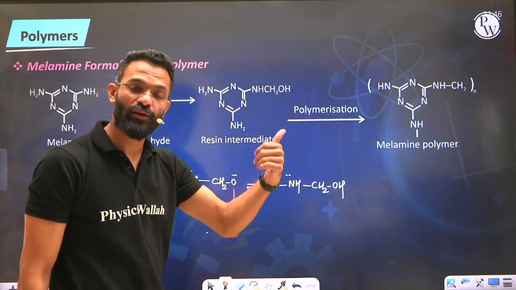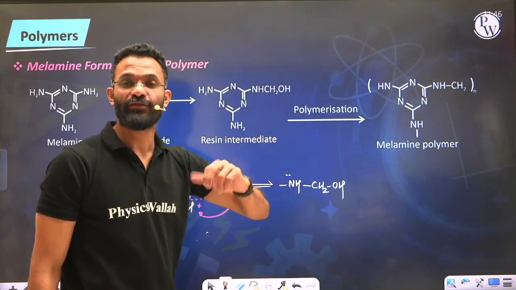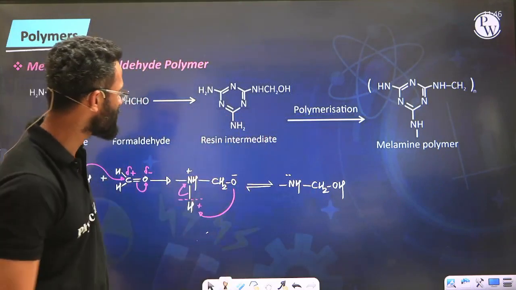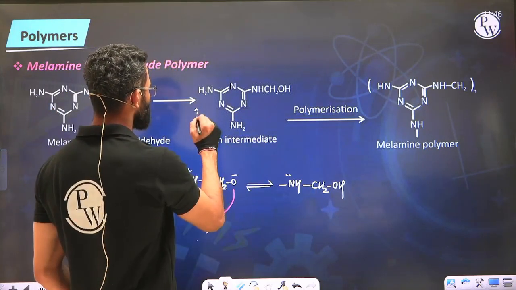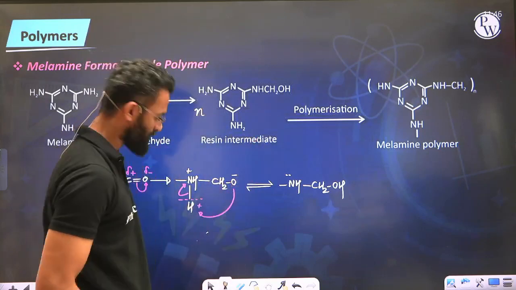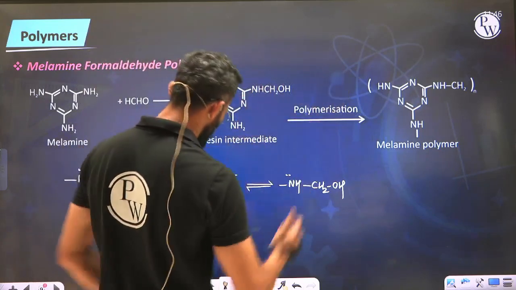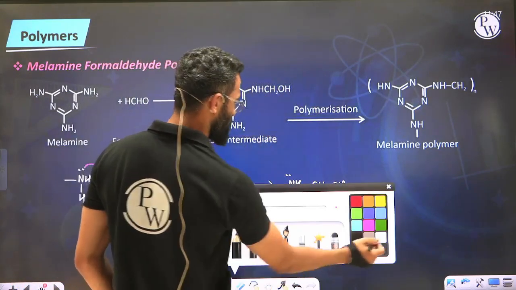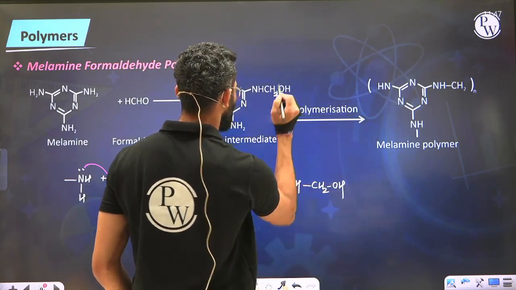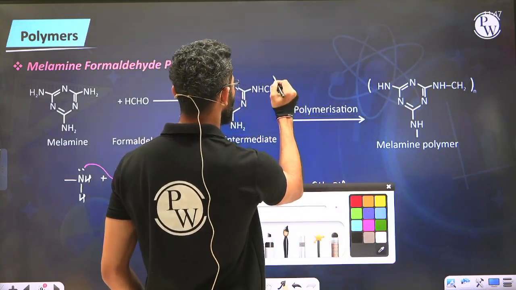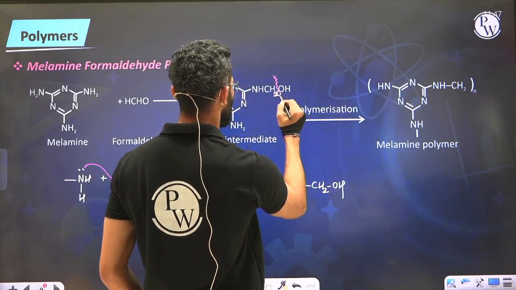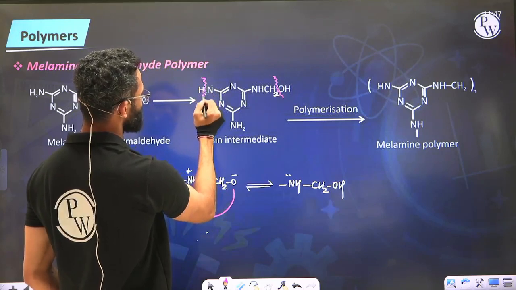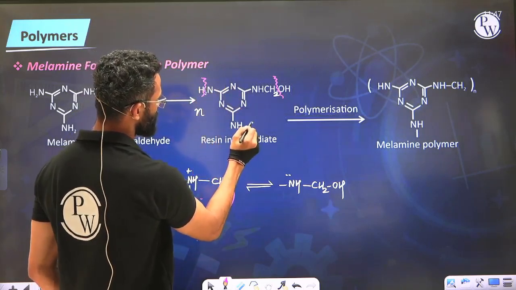Now, this is our intermediate, just like we had orthohydroxymethyl as an intermediate, which was used for polymerization in novolac. This is also known as the resin intermediate. So if you take n number of these and subject them to polymerization, imagine you have many such units adjacent to each other. What is going to happen is the OH part of this, okay, hold on everyone, this is CH2, by the way, if not visible, so this OH will be condensed with H of this NH2. Out of two H's, one will be lost. Similarly, one more H will also be lost from here as well.